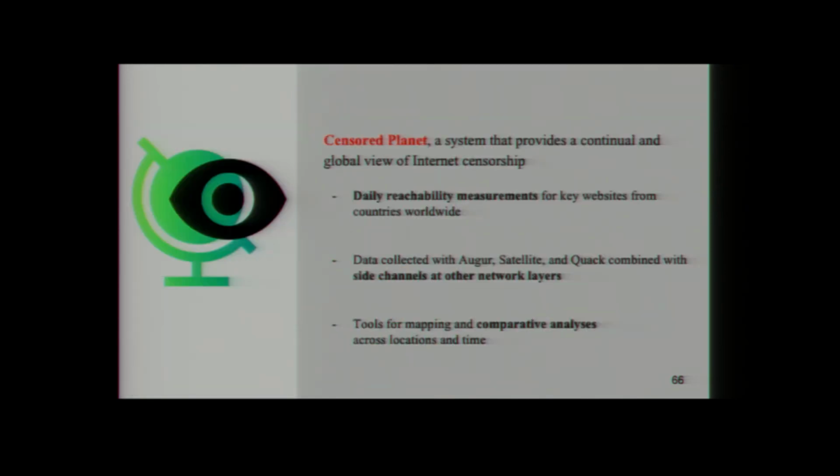But this is just a basic introduction to a project we call Censored Planet, a system that is aiming to provide an unprecedented level of data on different layers of internet censorship. We plan to run this, we're close to running everything daily or weekly, better to say. And we're working on ways to visualize the data, to communicate this data to political scientists and social scientists, and find ways to compare this data.